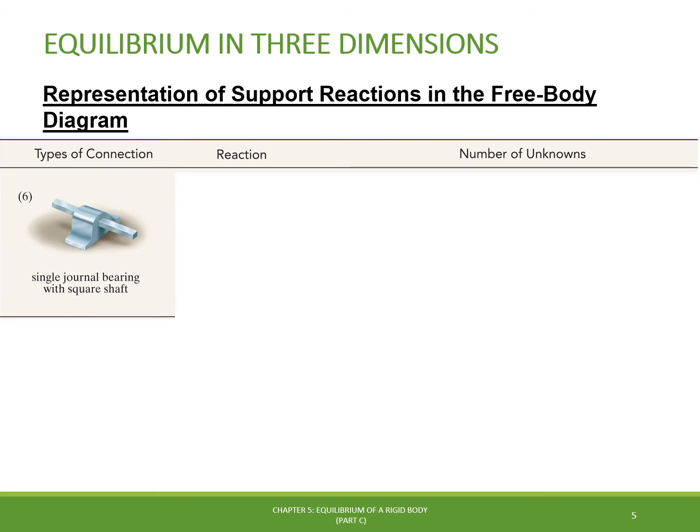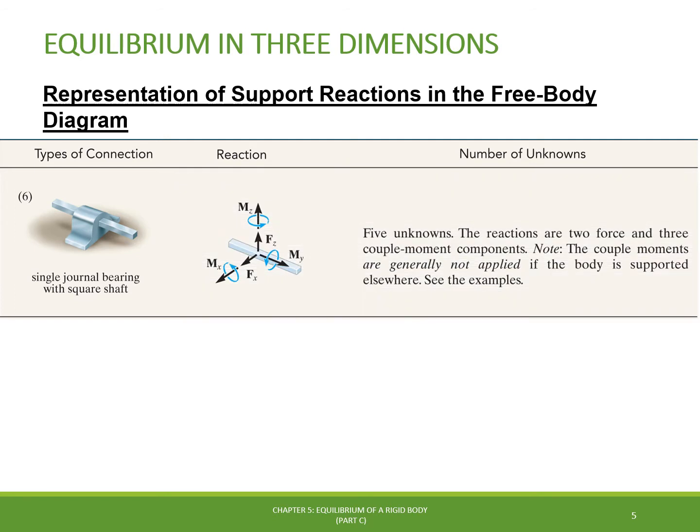The type 6 element is the single journal bearing with a square shaft. In terms of reaction forces and couple moments, this support is very similar to the previous single journal bearing one. However, it adds a reactive couple moment in the y direction, My, because it also prevents the shaft from rotating about the y-axis.